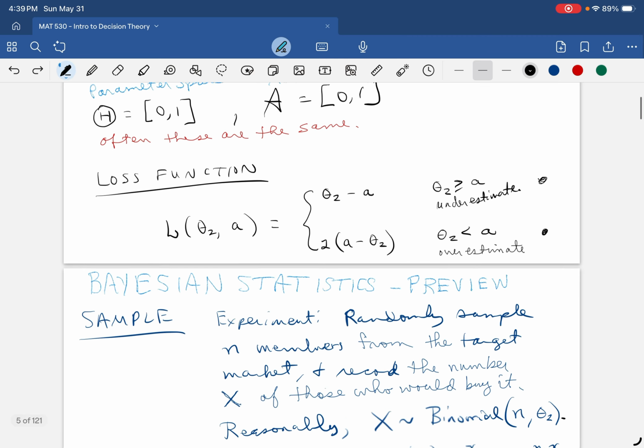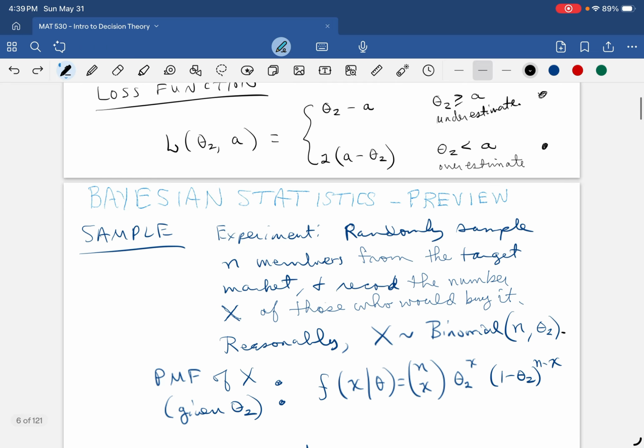At this point, we're going to take a sneak peek into Bayesian statistics, and we're still going to continue in the context of this example. And remember, what we want to do is estimate theta 2, this unknown proportion, this demand for the drug.